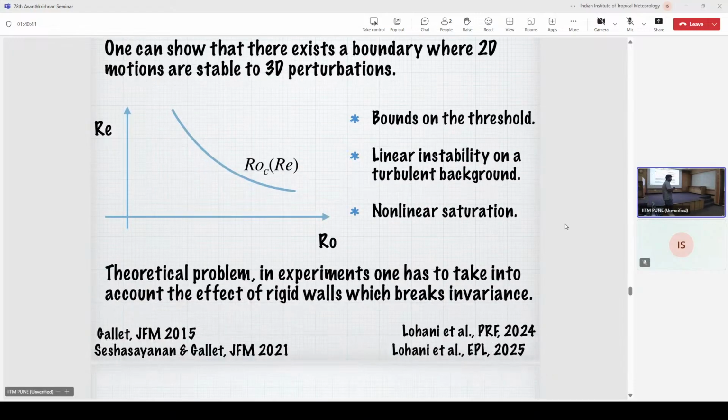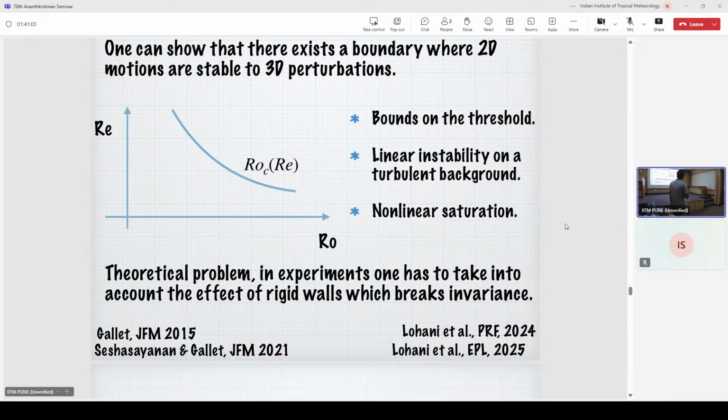So if we take the Reynolds and the Rossby number, can we look at regimes where the system goes from 2D turbulence to 3D turbulence? Is there a particular threshold, which tells us the boundary which distinguishes pure 2D turbulence from 3D turbulence? So you can do bounds that I just talked about. That's a mathematical technique which tells you there's a threshold somewhere.